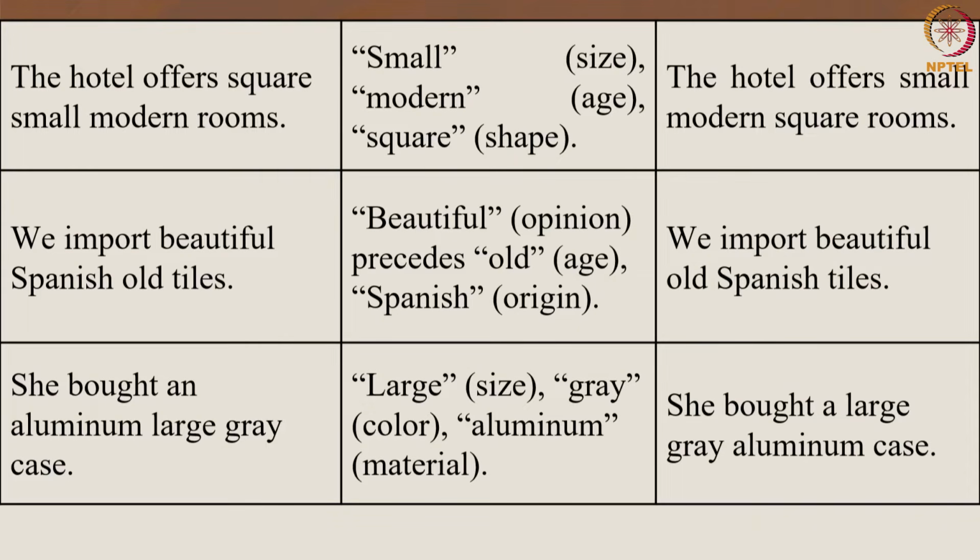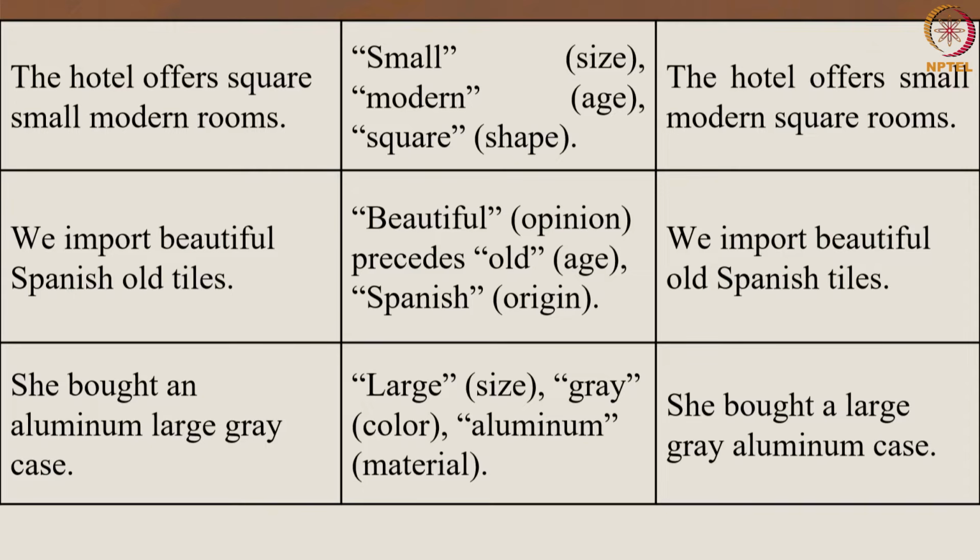Next sentence, the hotel offers square, small, modern rooms. Small is the size, modern is the age. Just the way old is an age, modern is also an age. It typifies time. Square is a shape. So the correct order would be, the hotel offers small, modern, square rooms.